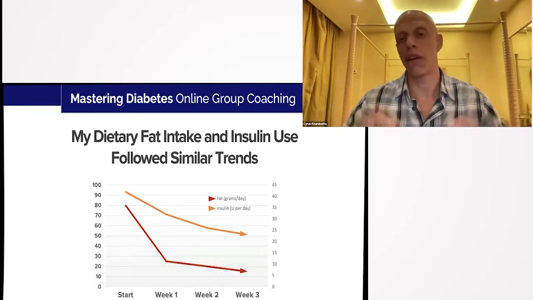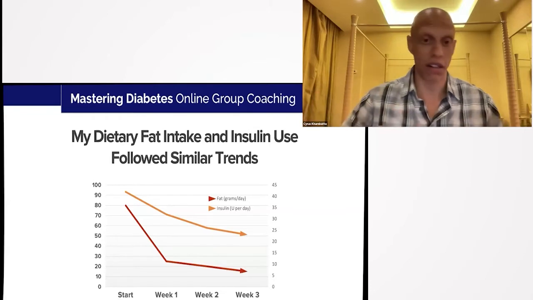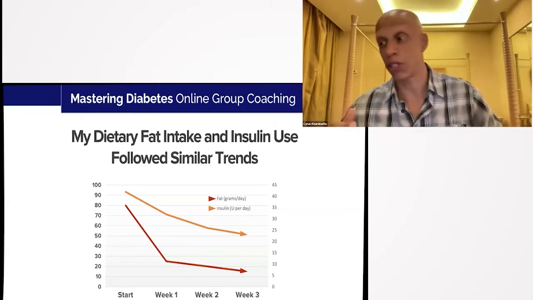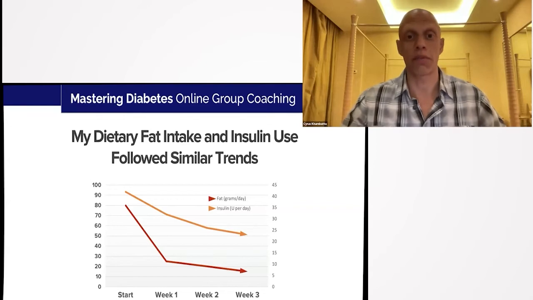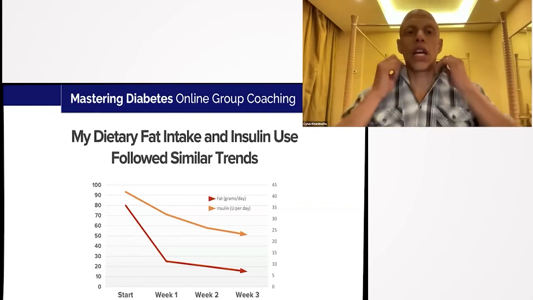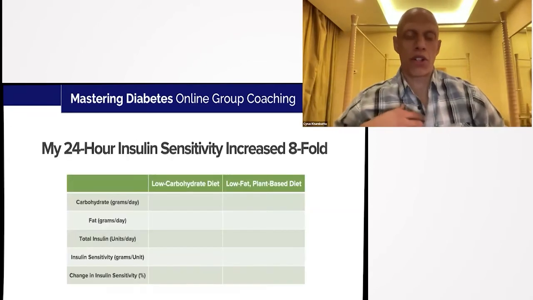That's interesting. I wonder if there's some kind of connection between the amount of fat that I was consuming and the amount of insulin that I'm using. Maybe insulin is dependent on fat intake, or maybe fat intake determines your insulin use. That's an interesting concept.